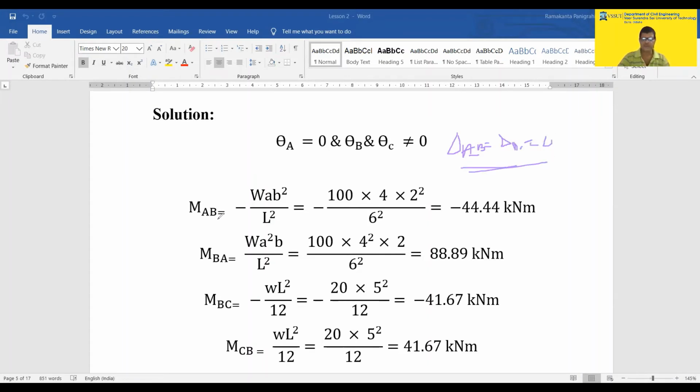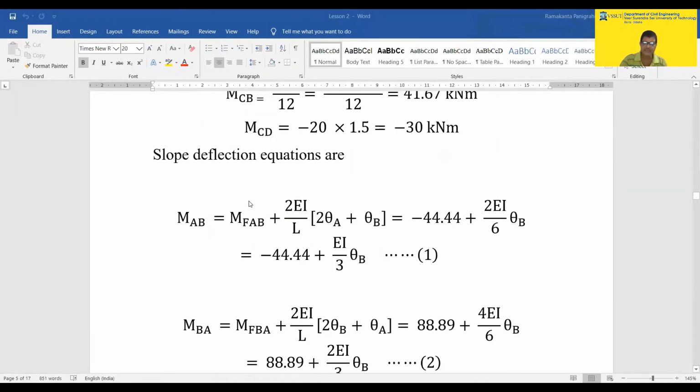The same problem now. MAB is equal to minus WAB. I am not going to teach all the details again because we have already talked about them in the last problem. Find out MAB, MBA, MBC, MCB as we found earlier, using the same sign convention and same formula. Once you find MAB, MBC, now we come to MCD. What is MCD? As I just explained, MCD will be like this.